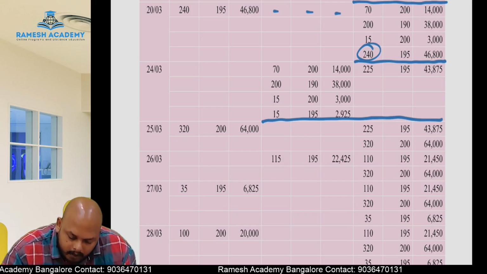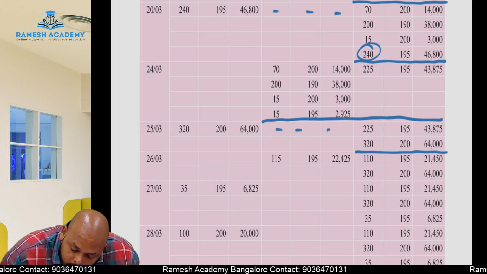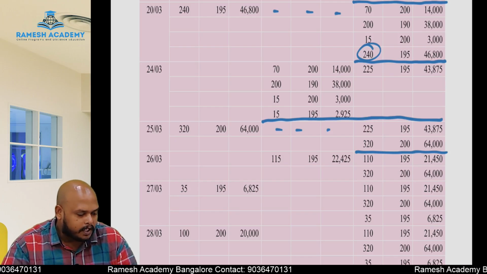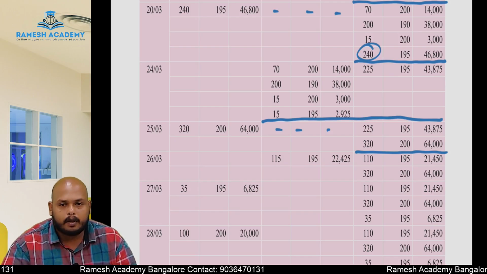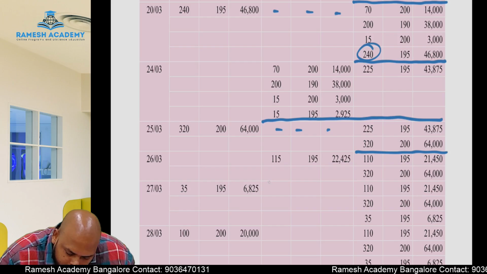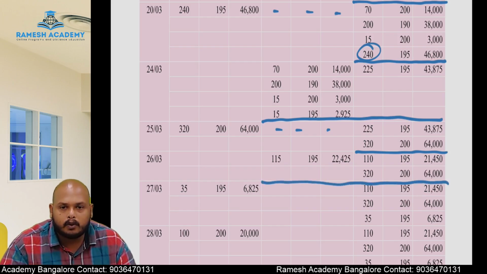Next, 25th March, received from supplier 320 tons at the rate 200. 320 tons we received. In the issue column it's nil. Just we have to write in the balance column. Next, Nana. On 26th March, issued 115 tons to department B. Out of 225, we have to issue 115 tons, and the balance we have to write, Nana.